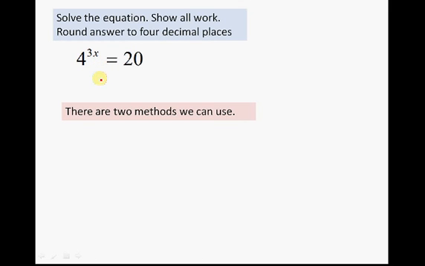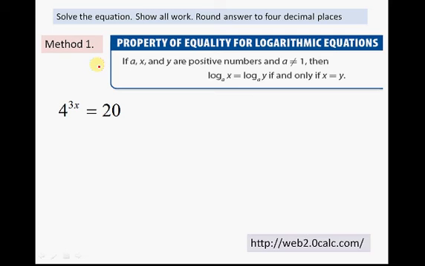So there are actually 2 methods that we can use. We'll take a look at both methods. The first method is going to use the property of equality for logarithmic equations. This property states if a, x, and y are positive numbers, a is not equal to 1, then log base a of x equals log base a of y if and only if x equals y. Here's our equation. We have an equality sign separating the two, so they're equal.